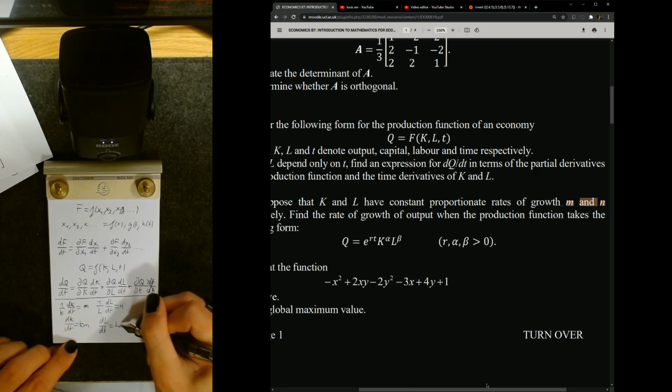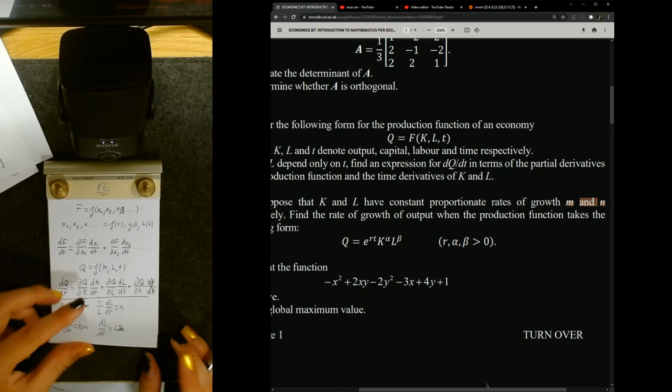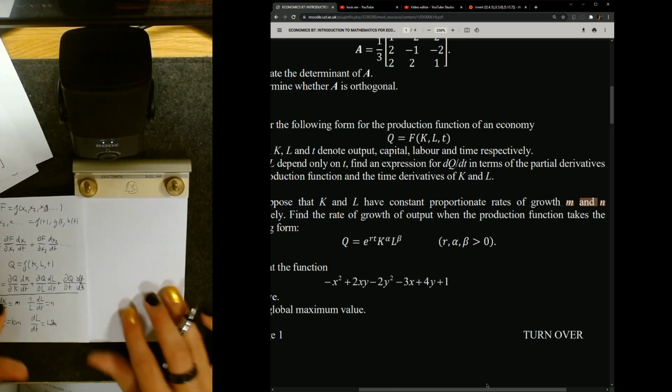Pardon me. Last time, I just thought it was m and n. That was my mistake. I apologise for that. Let's move on to the actual calculation.